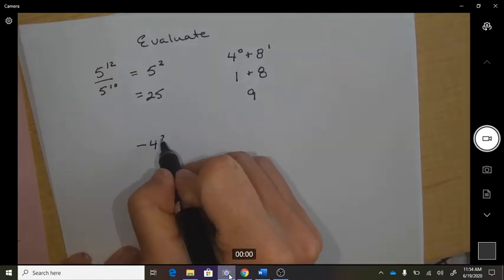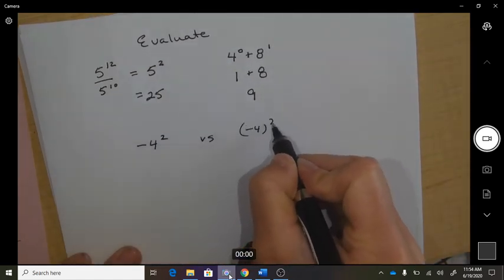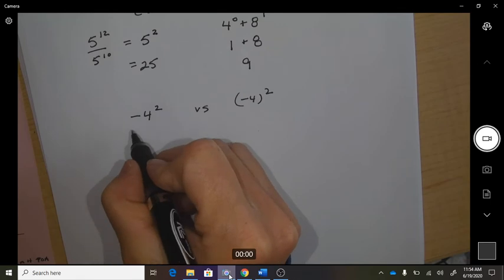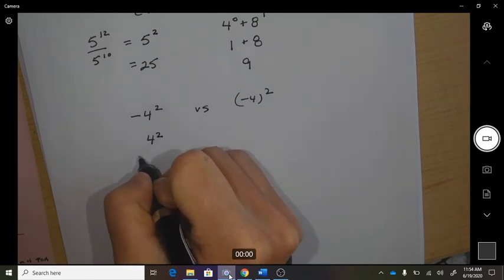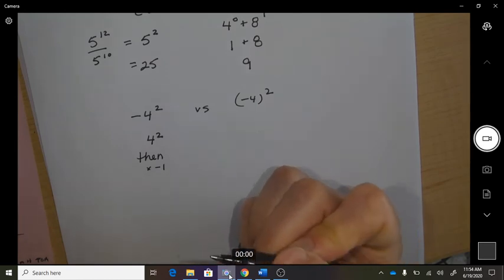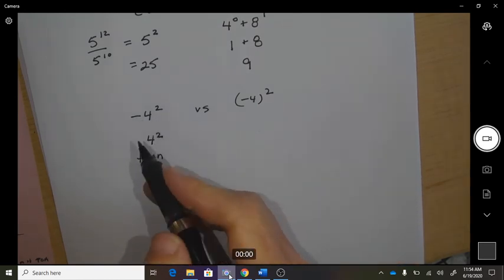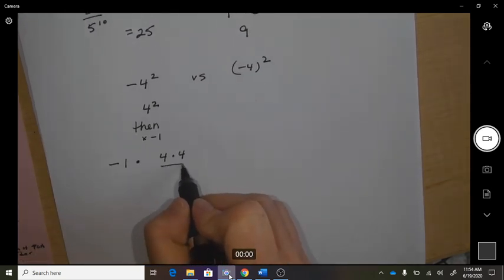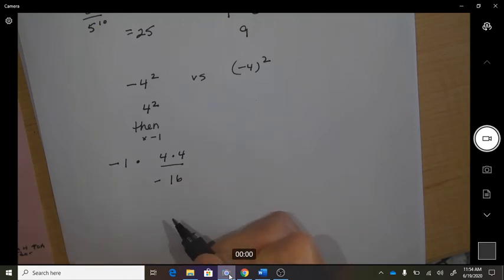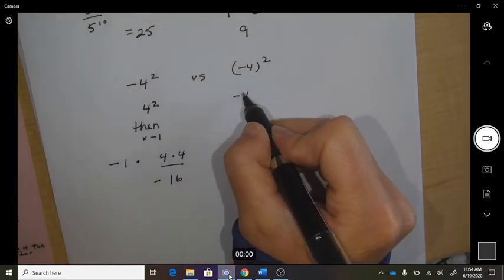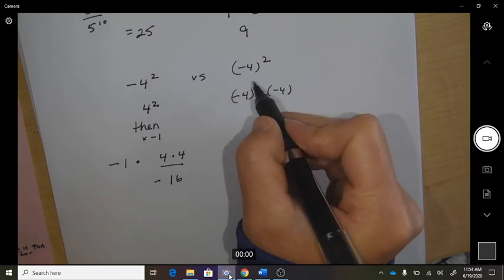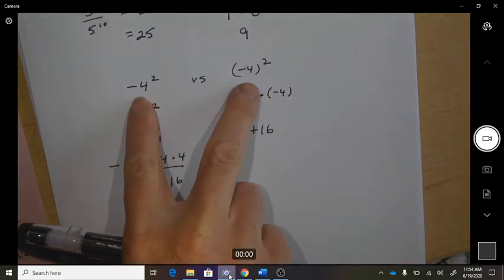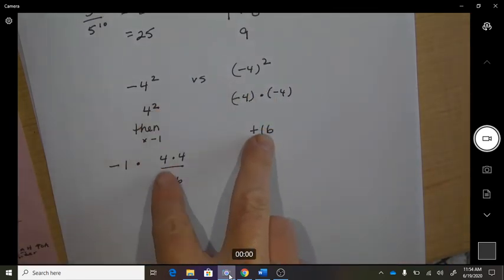Okay, what's the difference between those two expressions? Well, this one is telling me to do BEDMAS, to do this, then times by -1. Okay, so this is telling me -1 times 4 squared. So 16 and then negative. Versus this is telling me to do -4 times -4. It's all of that squared. So this is positive 16. So big difference in how those are written and how they come out.